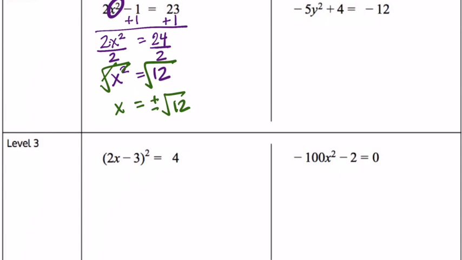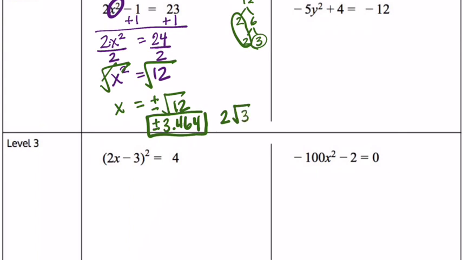I could do that on my calculator, which would give me the approximate answer, plus or minus 3.464. So that is a possible answer. Or I could do 12 is 2 and 6, which is 2 and 3. I have this 2 that comes to the outside. That's 2 out here. 3 is left inside here, still plus or minus. This would be my exact form. So my exact form is going to have the square root remain inside of it, and then my decimal form is the approximate.